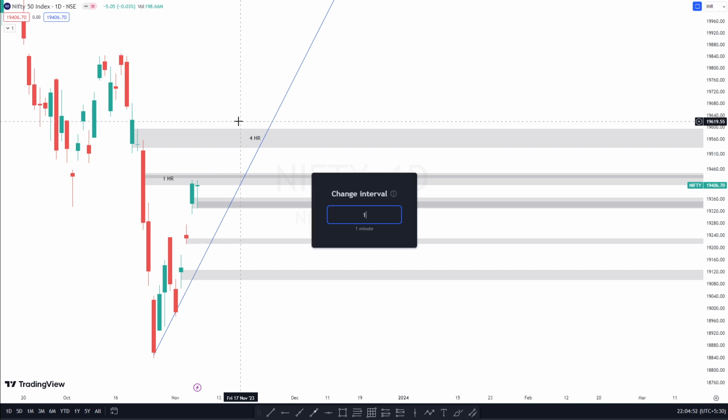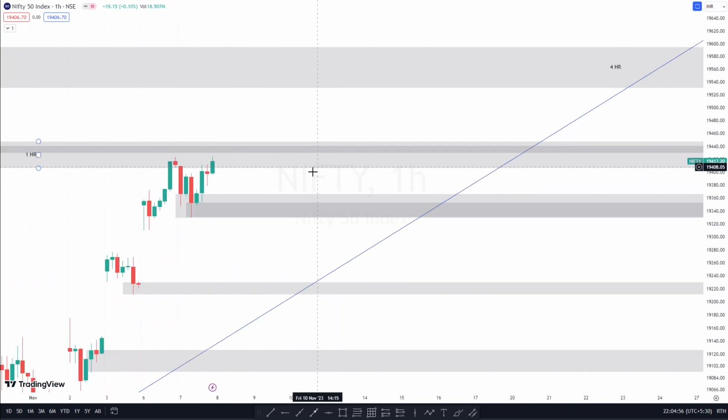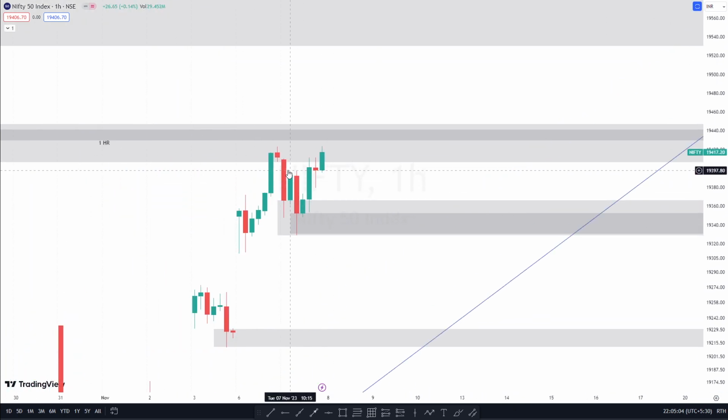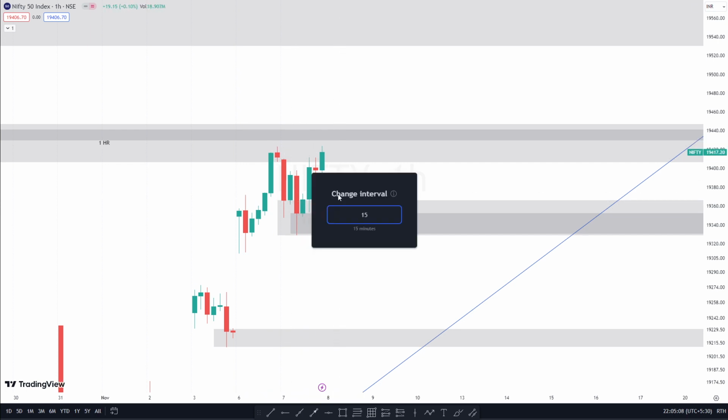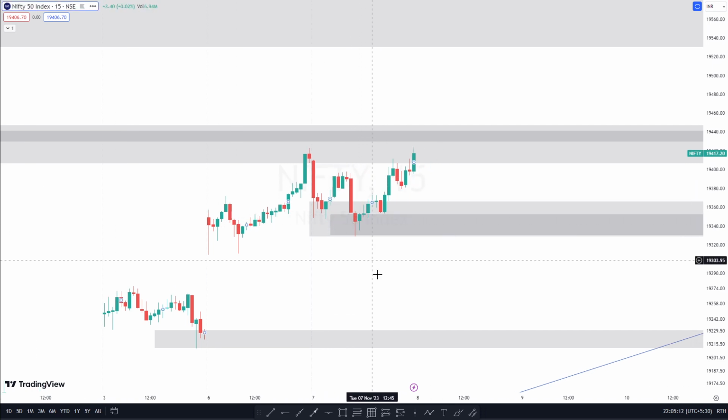Let's discuss the 1 hour demand zone. On Nifty, we have the 1 hour demand zone here, a drop based rally demand zone. Now this is only valid as long as the price can close somewhere above this. On the 15 minutes time frame, it has already closed above this supply zone. So this is indeed valid.